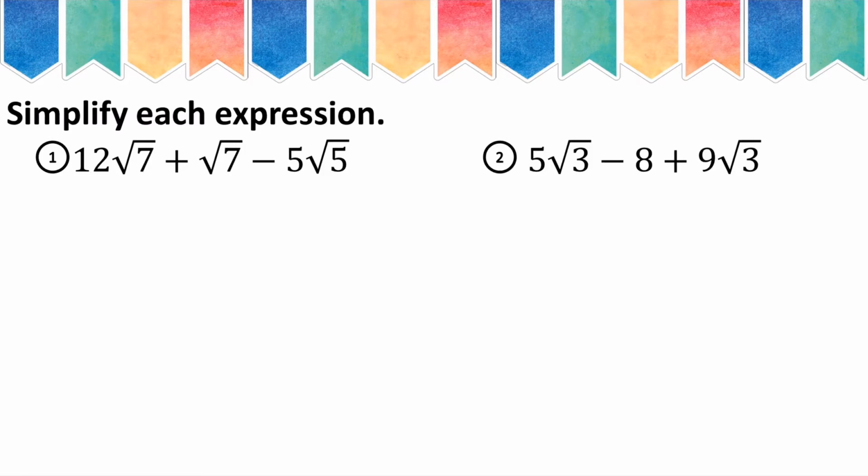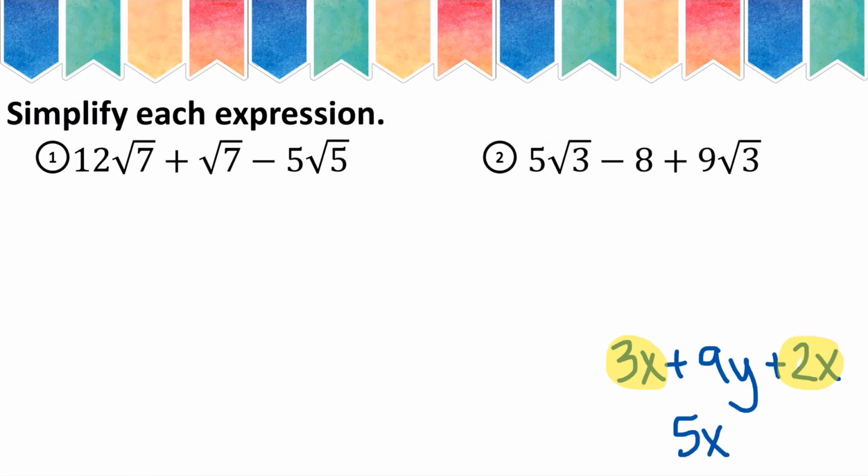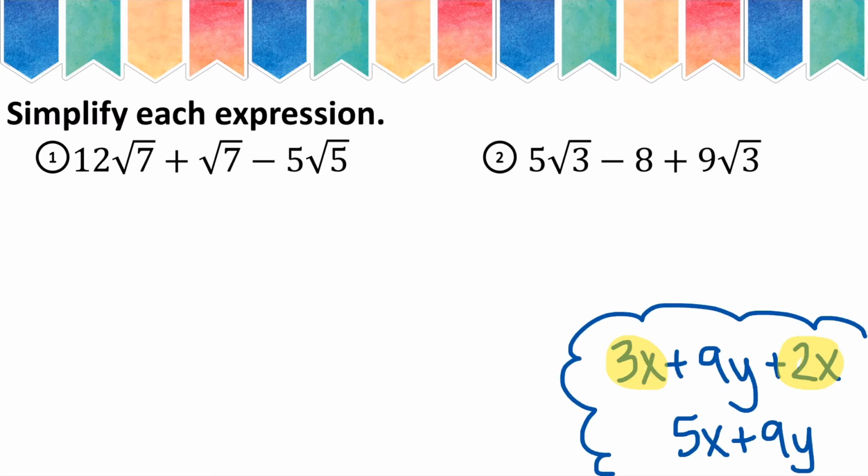So if we try to connect to some previous background knowledge that you may have, if I were to look at something like 3x plus 9y plus 2x, I look for what has the same variables. This term has an x, and this term also has an x. So those two terms can be combined. 3 plus 2 makes 5x, and the 9y simply comes down. So this is the background knowledge that we're going to use to help us tackle these problems.